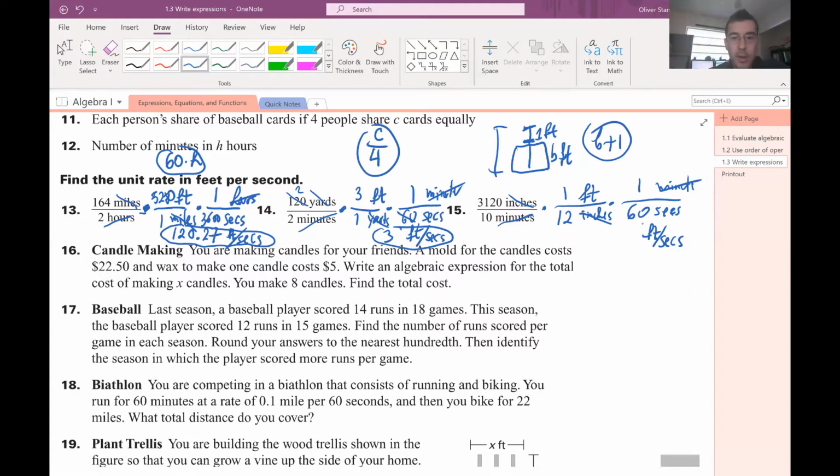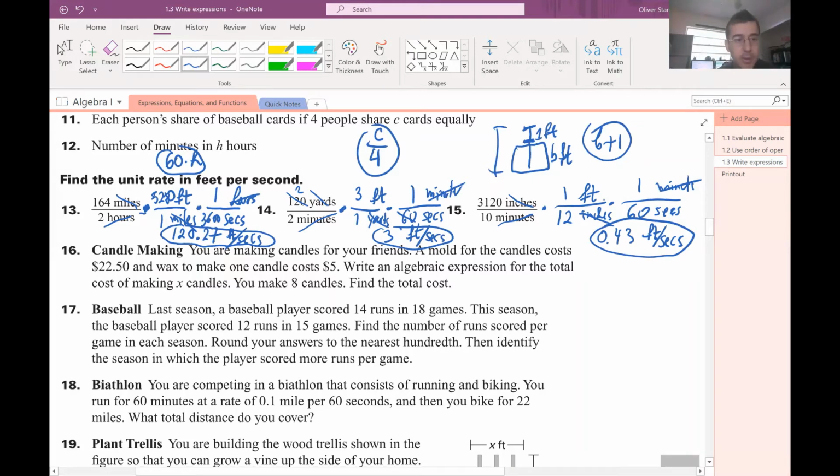So we're going to have on the top 3120 times 1 times 1, which is 3120, and then on the bottom we have 60 times 10 is 600 times 12. So we can say divided by 120 and then divided by 60. So we have 0.43. So 0.43 feet per second is the answer for number 15.